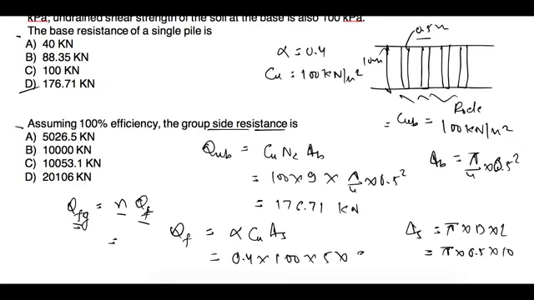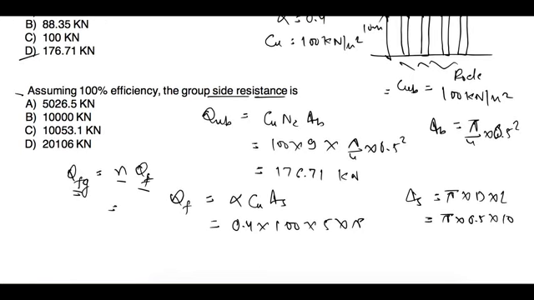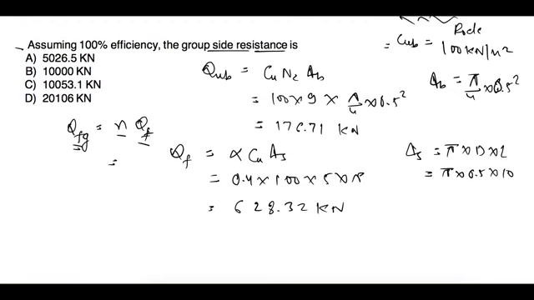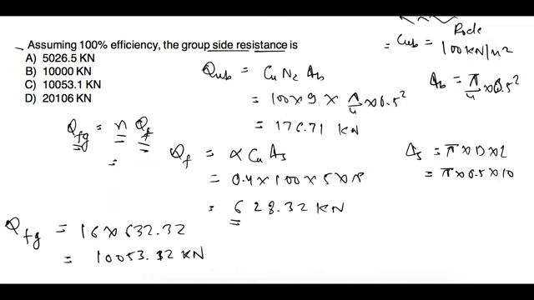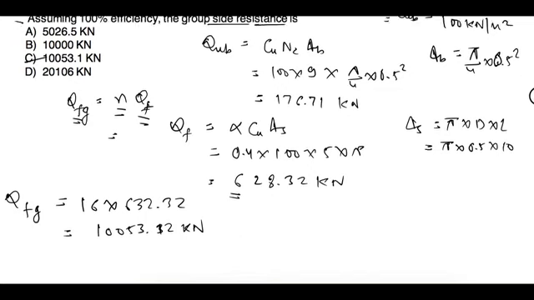So that is 5 into pi, and this value comes out to be 628.32 kilonewton. Now for the 16 piles, for 100% efficiency, the group side resistance is equal to the number of piles times the skin friction for a single pile, that is 16 into 632.32, which is equal to 10053.12 kilonewton. So this is the answer. This is also a direct question.